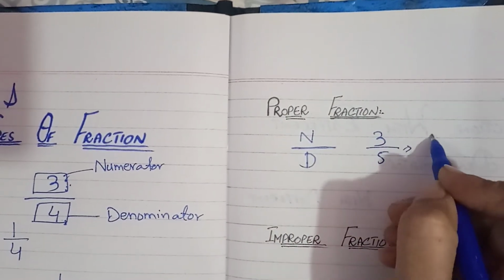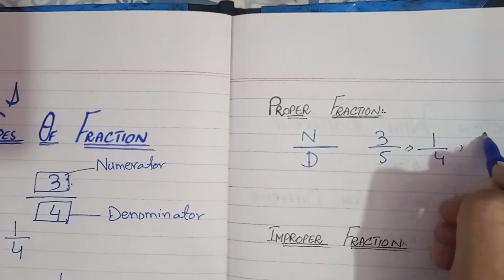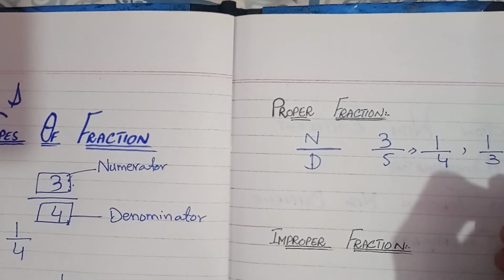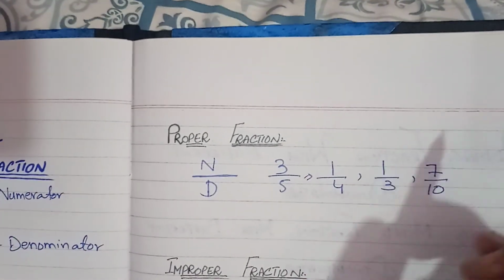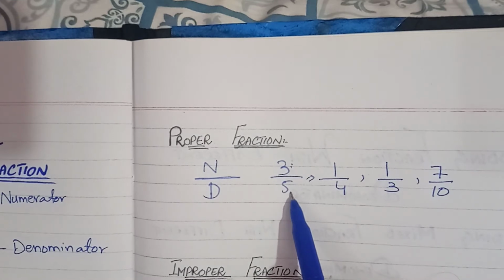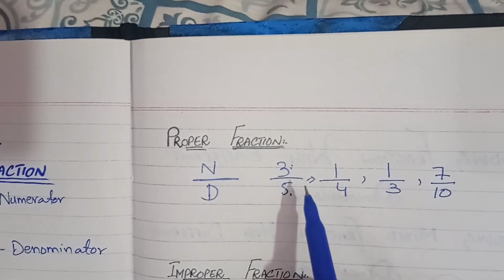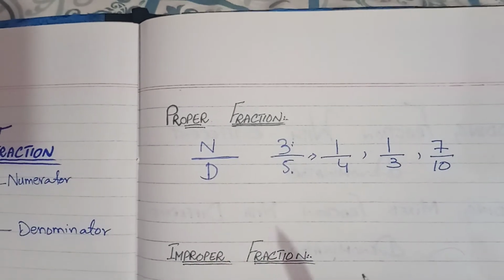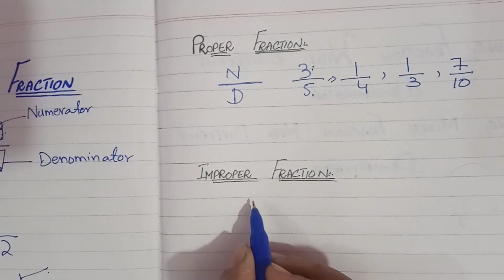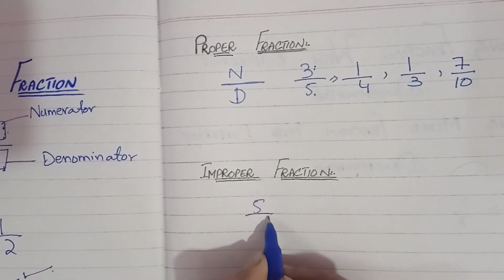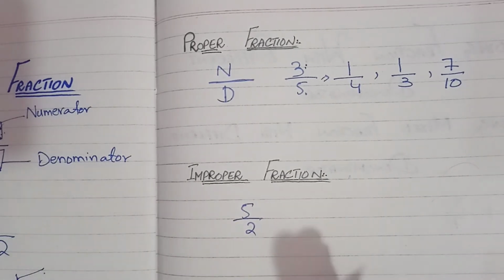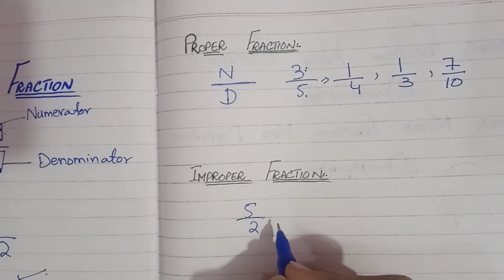3 upon 5, 1 upon 4, 1 upon 3, 7 upon 10, any number you can take. If the numerator is smaller than the denominator, it is called a proper fraction. And if the numerator is greater than the denominator, we can say that it is an improper fraction.